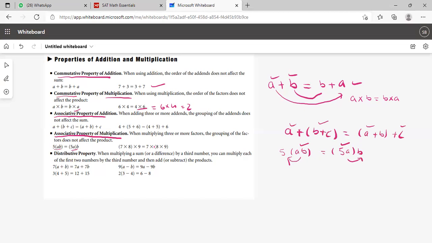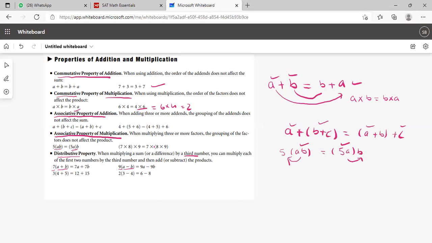Okay, let's talk about the distributive property. When multiplying a sum or a difference by a third number, this is a sum and this is the third number. A and B are two numbers, 7 is the third number. The statement says when multiplying a sum or a difference, this is a difference, by a third number, which is 9 in this case and 7 in this case, you can multiply each of the first two numbers by the third number and then add or subtract the products.